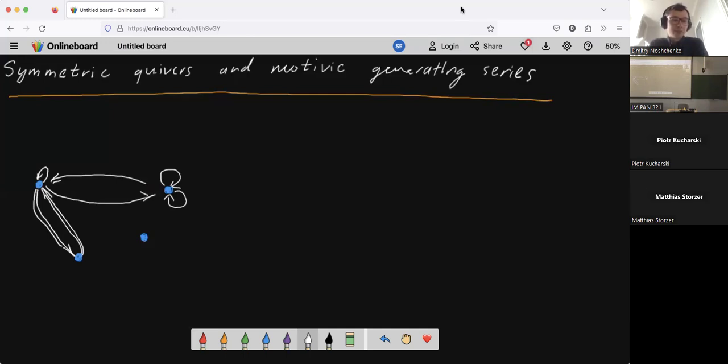So the starting point, symmetric quivers: you can just think of it as a collection of nodes and arrows, such that the number of ingoing arrows equals the number of outgoing arrows. So here is an example.